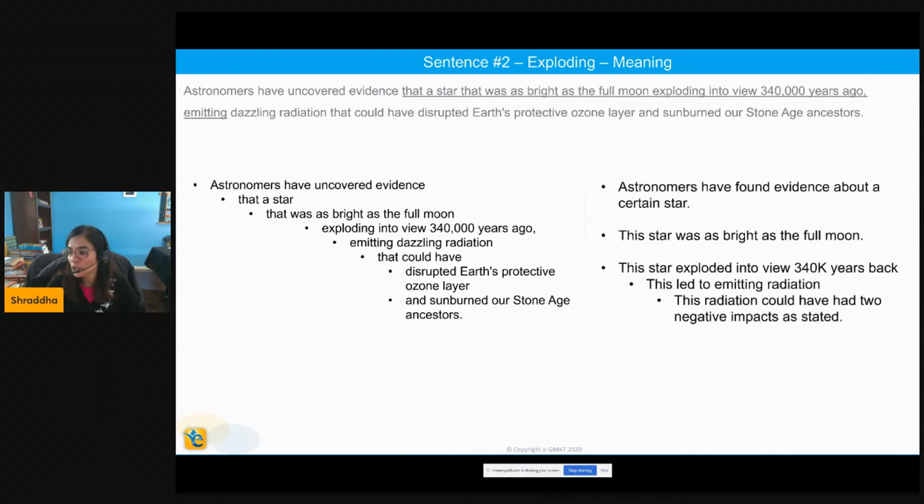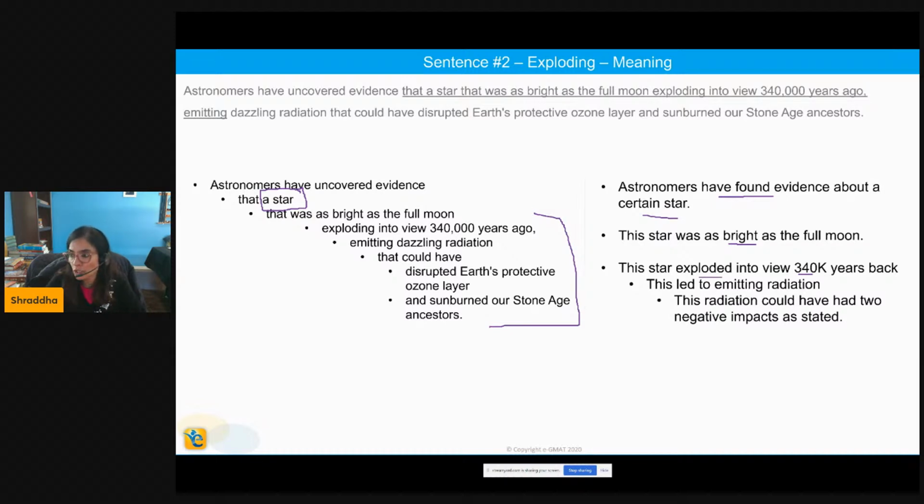So, if we put everything together, we understand that the sentence is saying, and let me quickly change the color of my pen here. Astronomers have found evidence about a particular star. And then what we read in the entire sentence, from the beginning right from here, all this part, from this part till this part, it's all talking about this star and what that evidence is composed of. So, what is the star? The star was as bright as the full moon. It is the star that exploded into view some 340,000 years back.